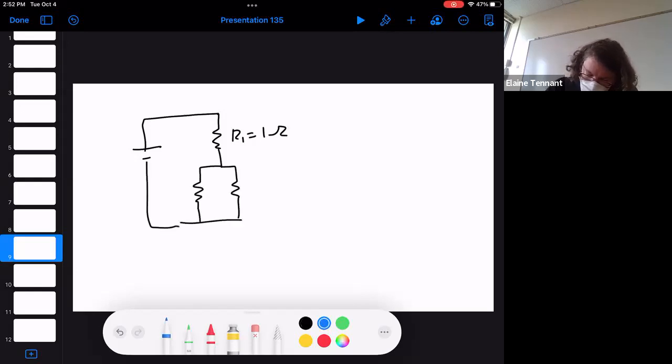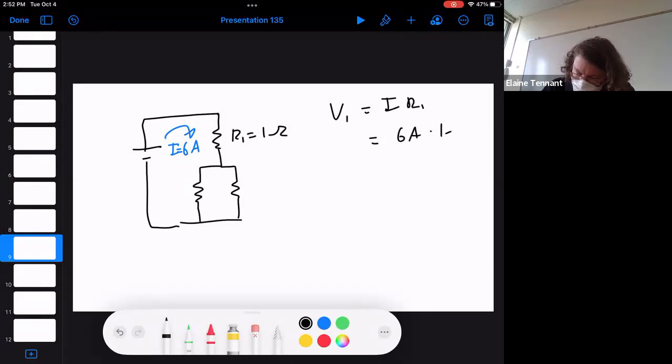So if the current going through here is 6 amps, then the voltage across R1 will be the current times R1: 6 amps times 1 ohm, 6 volts. Okay.